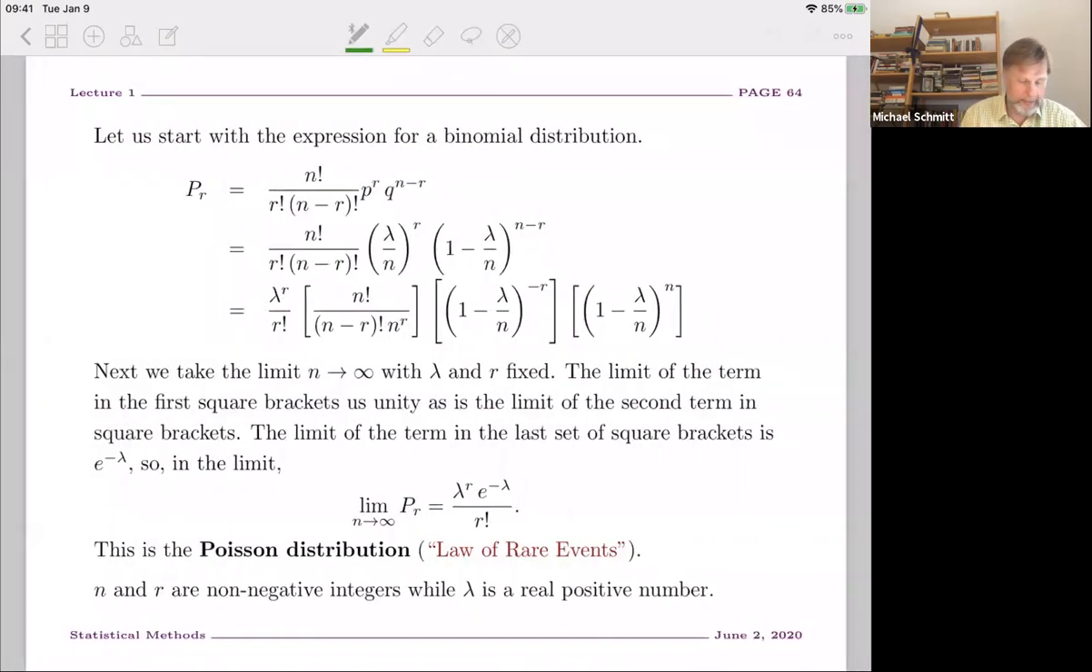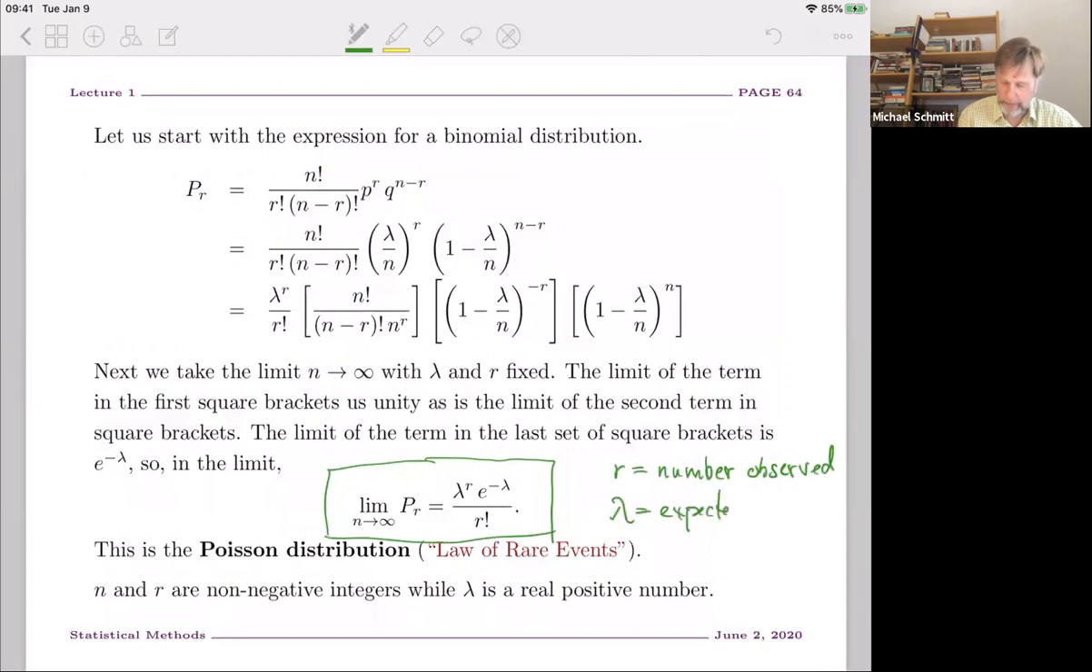Again, I don't have time to go through this derivation. This is the formula for the Poisson distribution, where R is the number observed, such as the number of students who have signed on to this lecture, and lambda is the expected number. It's the single parameter for the Poisson distribution, and that would be 65, since the number of students who attend these wonderful TASI lectures tends to be 65.